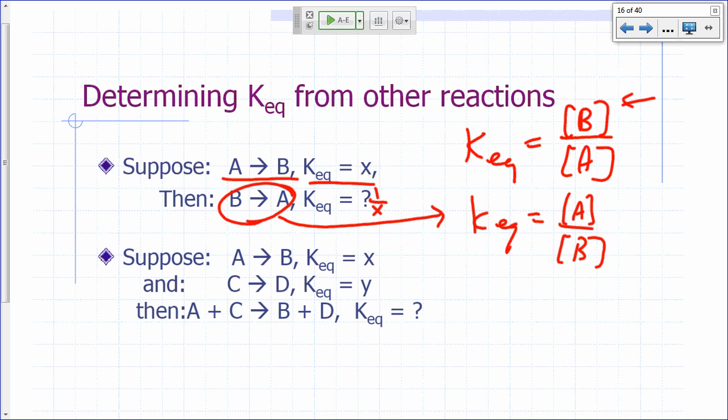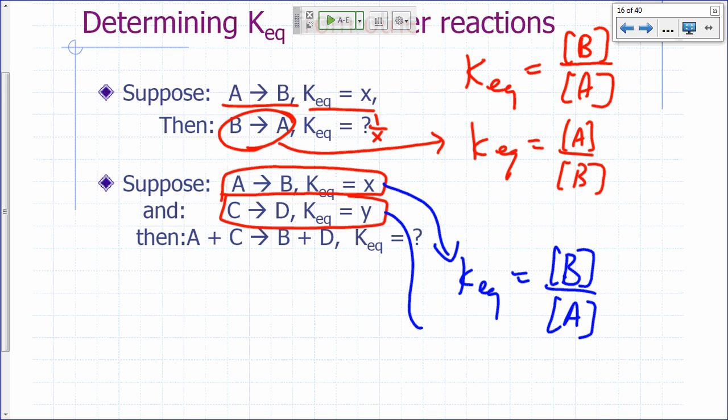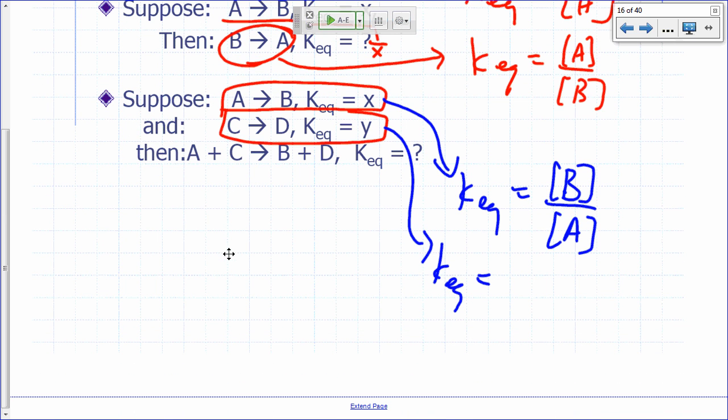Now you can combine two reactions. Let's say this reaction right here, A going to B, has a Keq of X, and then C going to D has a Keq of Y. What happens if you combine those two? Well, let's see. Keq for the first one is B over A, right? What's the Keq for this second one? It's going to be B over C, right? Products over reactants. What's the Keq for this overall reaction?